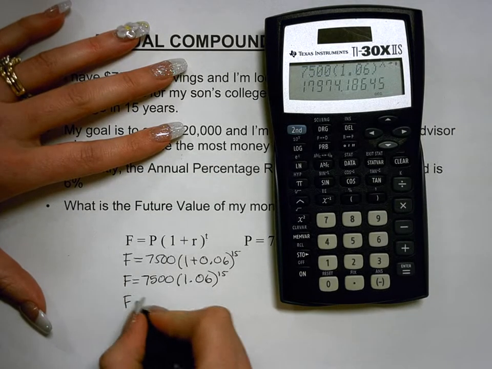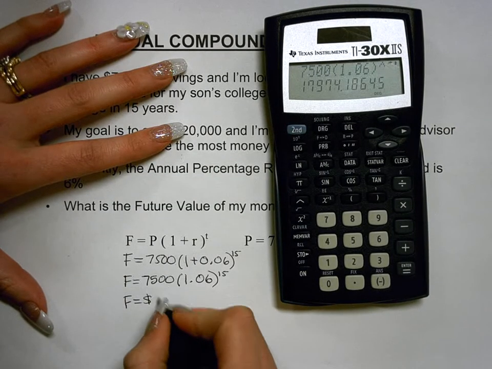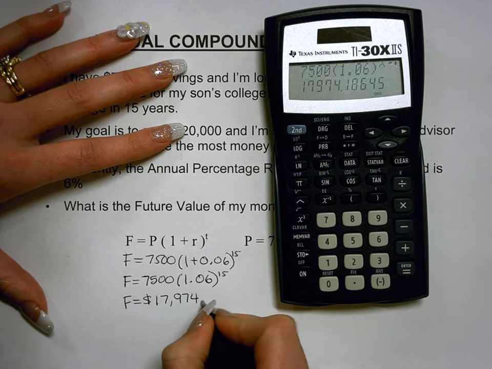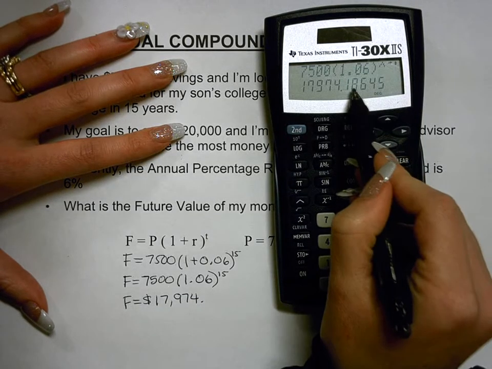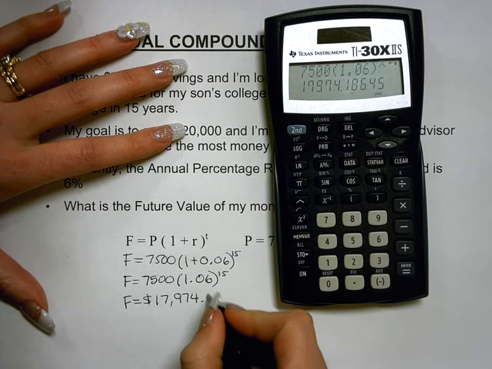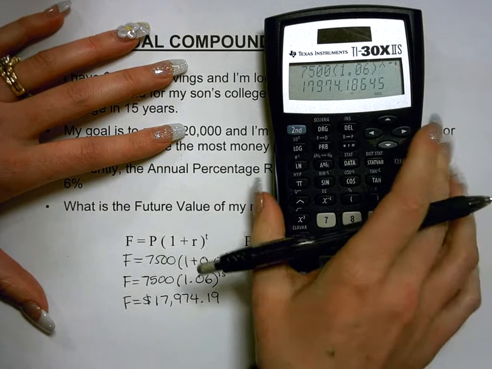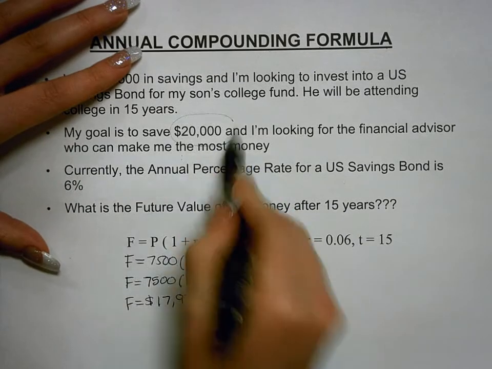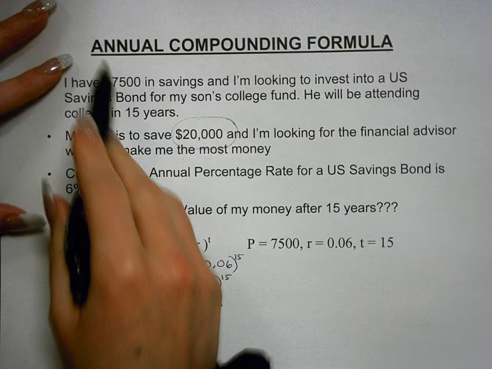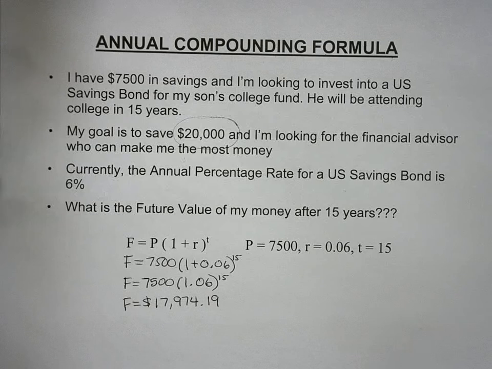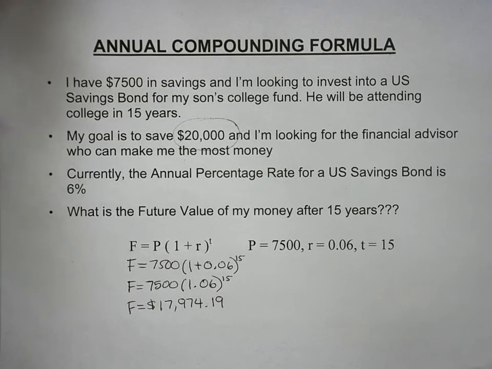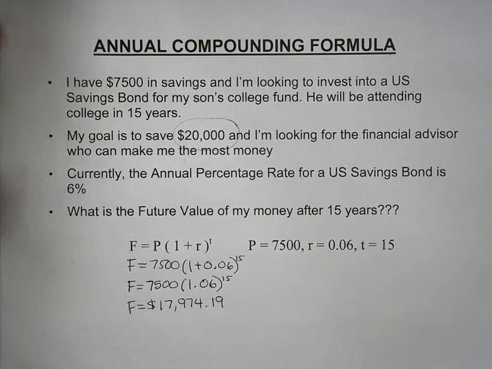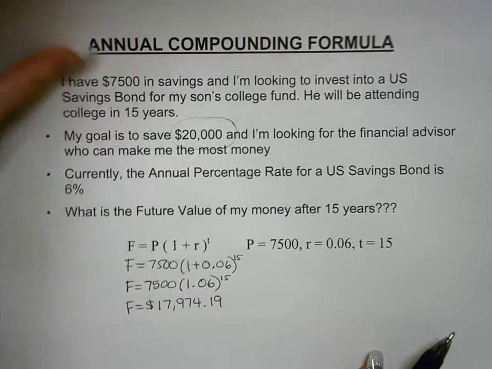The future value on our money is $17,974, and I'm going to round that 8 up to a 9 because of that 6, and 19 cents. Now remember that my goal is $20,000. I did not achieve my goal under the annual compounding formula. So what I need to do is figure out, well, what does my principal, my initial money, my present value, what do I need to invest now to achieve my goal?